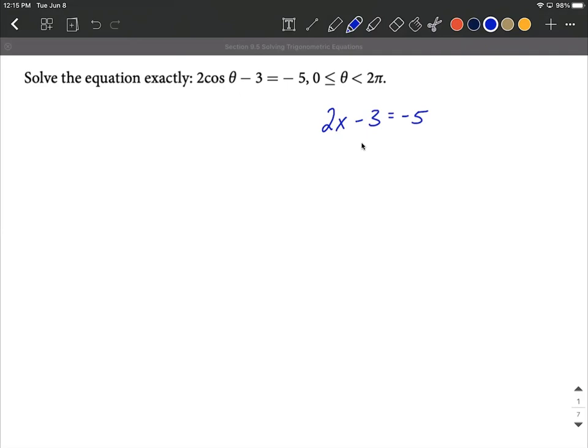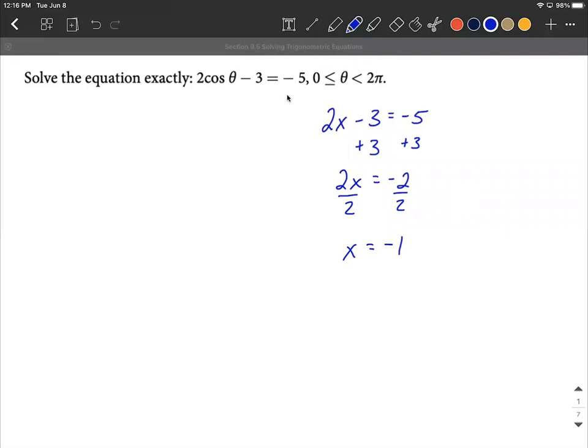So on this side equation, I would add the 3, move it to the other side. That'll leave us with 2x equals -2. And then to isolate x, we want to divide both sides by 2. So that'll give us x equals -1 after a little bit of simplifying down.